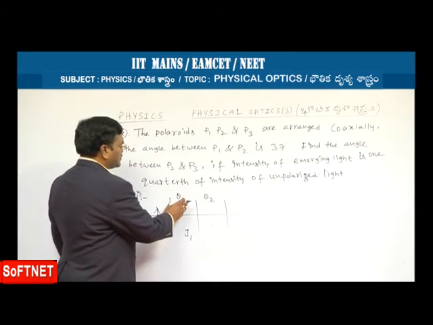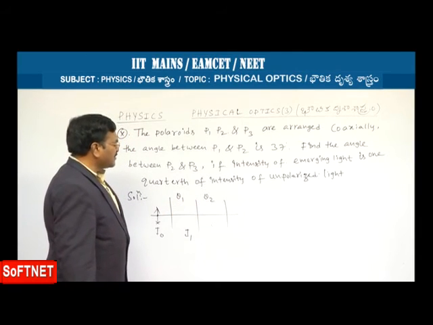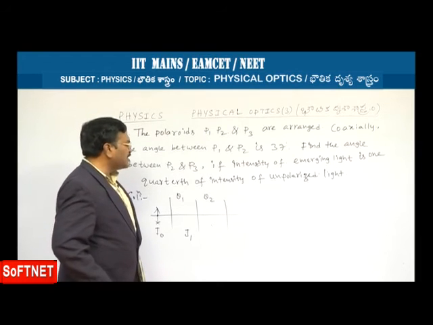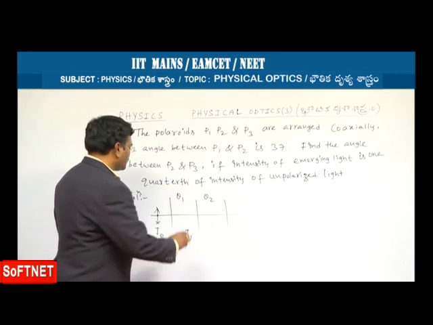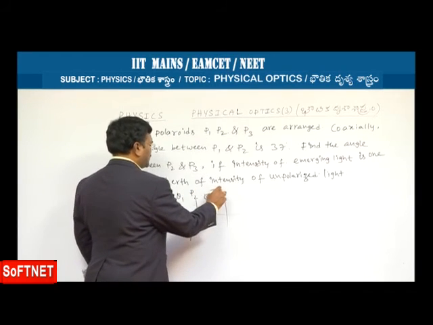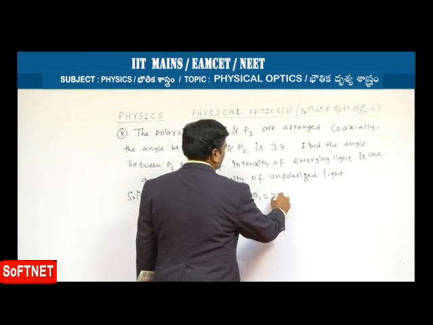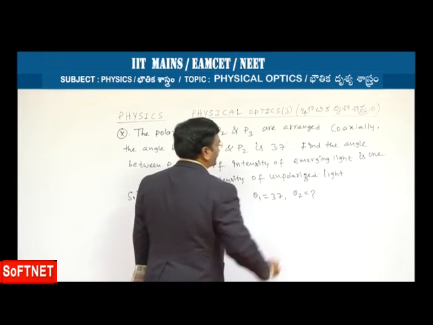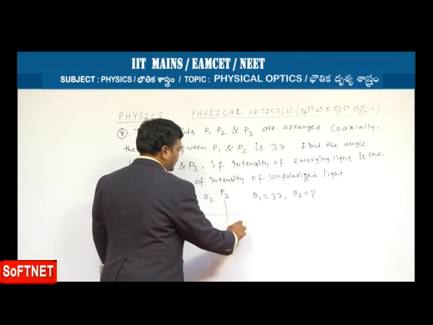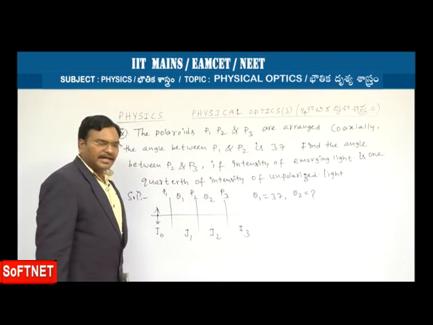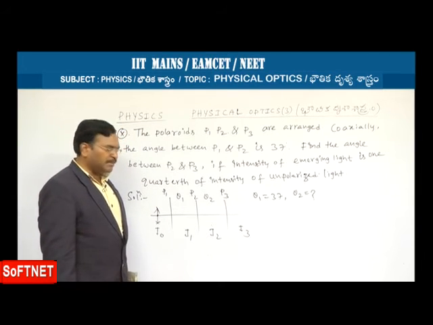The first two polarizers are P1 and P2, with angle 37, and the angle between P2 and P3 we want to calculate. Suppose this is P1, P2, P3 like this. θ1 is 37. We want to calculate θ2. Here we are getting I1, here I2, here I3. I1 value according to our theory is I0 by 2.